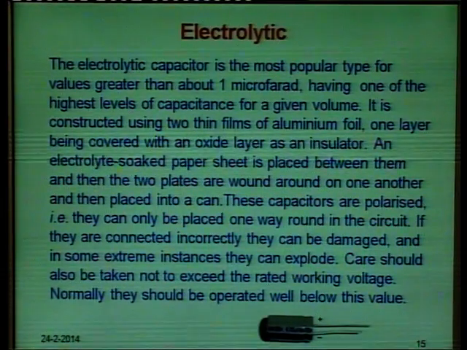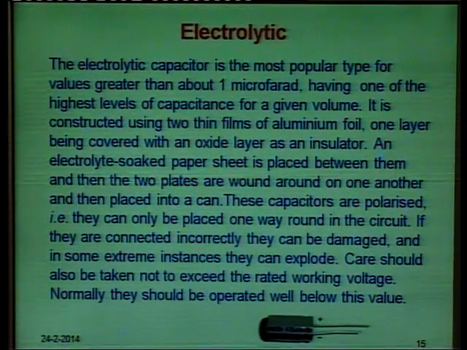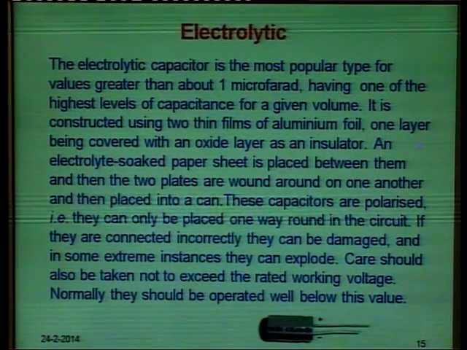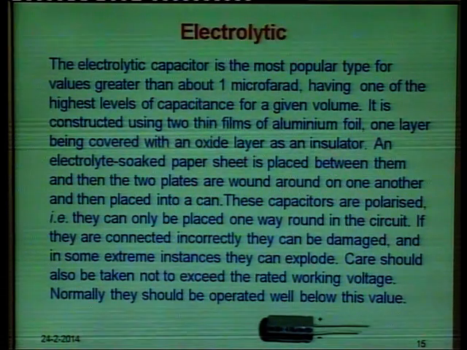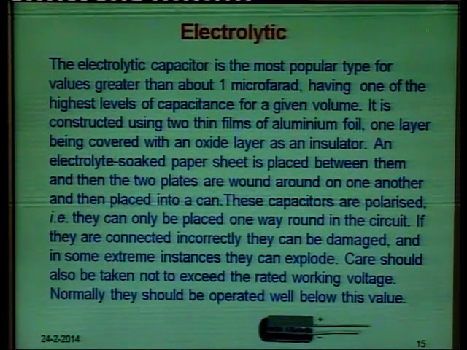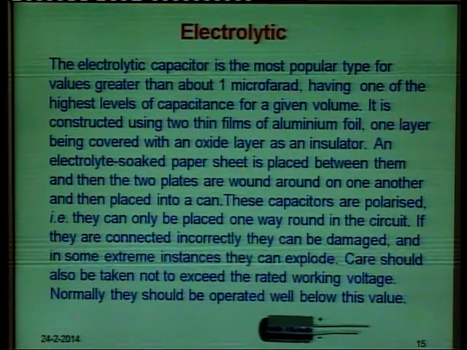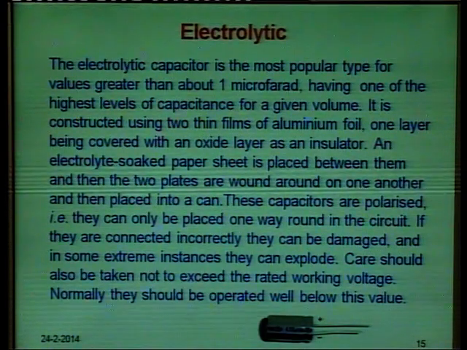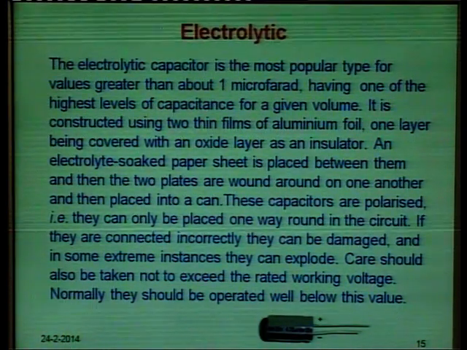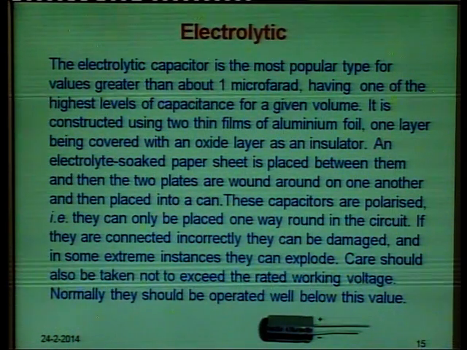Then electrolytic capacitor, the most popular type of capacitor that is generally used. These capacitors have capacitances which are greater than about 1 microfarad. These have the highest levels of capacitance for a given volume. How do we construct it? Basically, you take two thin films of aluminum foil. One layer is covered with an oxide layer as an insulator, and then electrolyte soaked paper sheet is placed between them, and the two plates are wound around one another and then placed into a can.